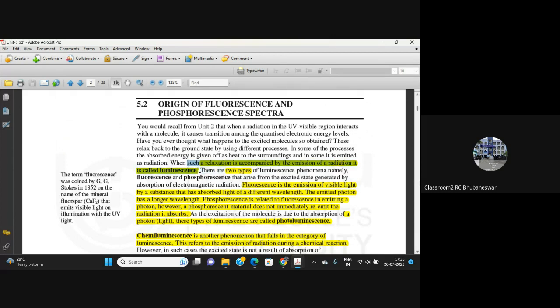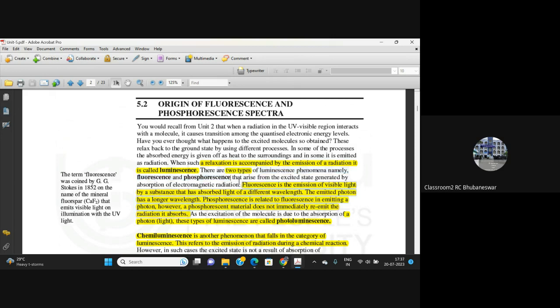When this relaxation is accompanied by emission of radiation, it is called luminescence. A molecule absorbs certain radiation and goes to the excited state; that phenomenon is absorption. After reaching the excited state, a relaxation process happens, either radiative or non-radiative. This emission of radiation as a whole is known as luminescence, and luminescence phenomena are of two types: fluorescence and phosphorescence.